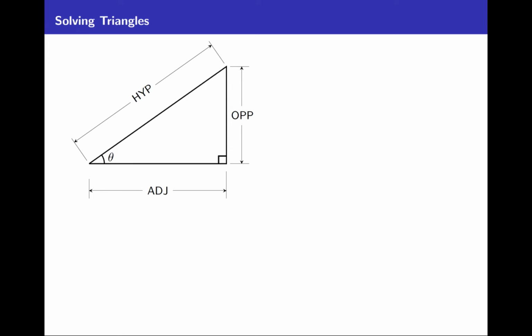So in solving triangles, it may happen that you have a triangle whose angle you know, and you want to find one or more of the sides: adjacent, opposite, and hypotenuse. And you can always do this with similar triangles. And I'll show you the basic picture.